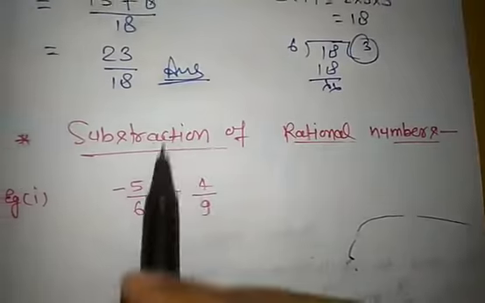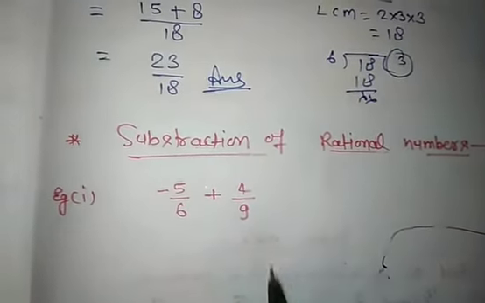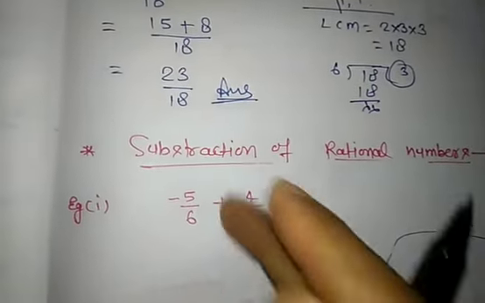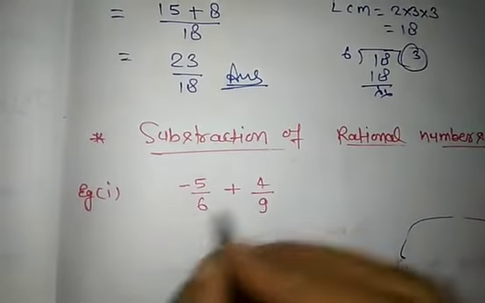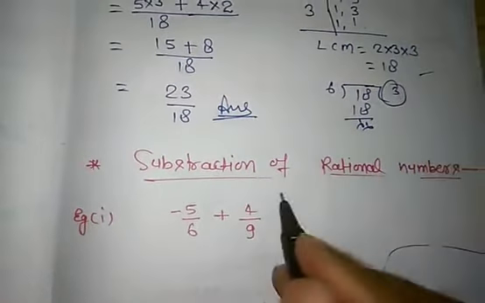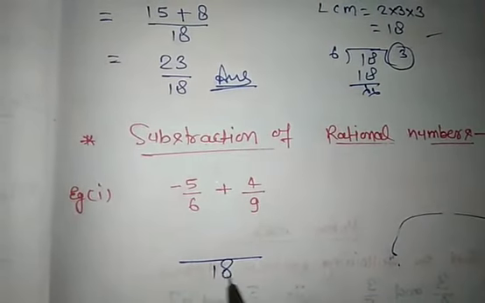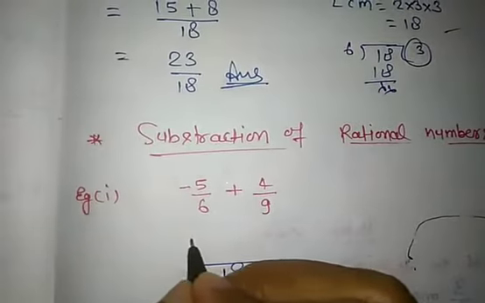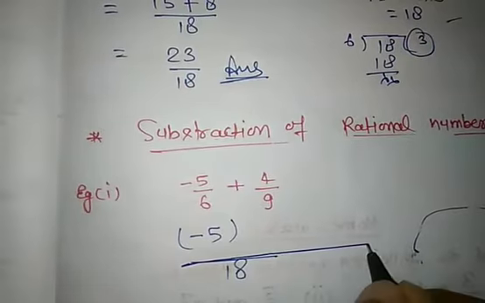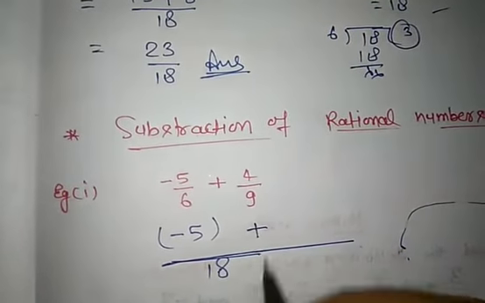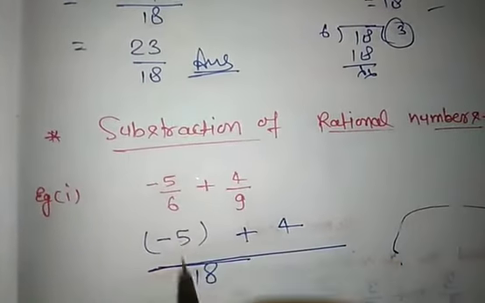Now next topic, subtraction of rational numbers. How do we subtract any rational numbers? This is the same as the addition of rational numbers. First, find out their LCM. Their LCM is 18. You already found the LCM of 6 and 9, 18. So first write 5 as it is and use this sign and write the denominator.